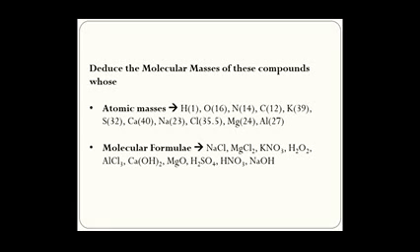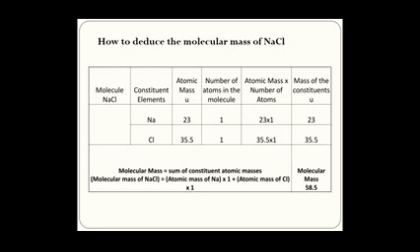The molecular formulas given are NaCl, MgCl2, KNO3, H2O2, AlCl3, Ca(OH)2, MgO, H2SO4, HNO3, NaOH. Here we will do till calcium hydroxide. Magnesium oxide, sulfuric acid, nitric acid and sodium hydroxide you do as homework. First we will discuss how to deduce the molecular mass. First, how to deduce the molecular mass of NaCl.